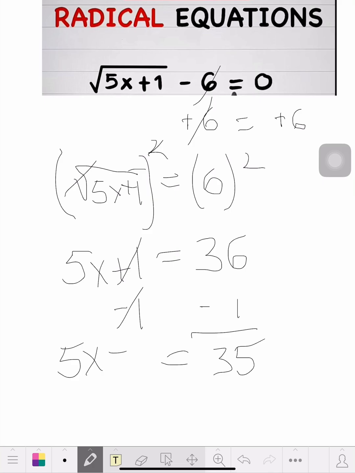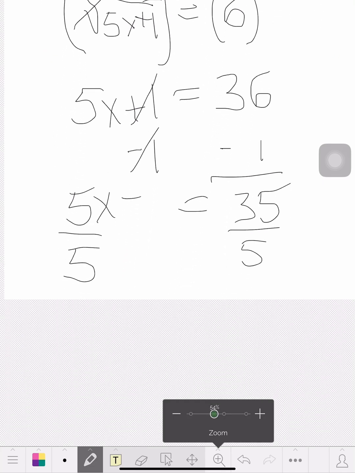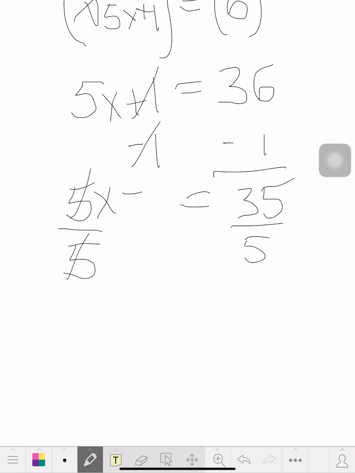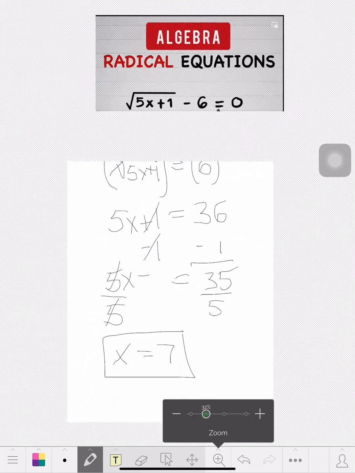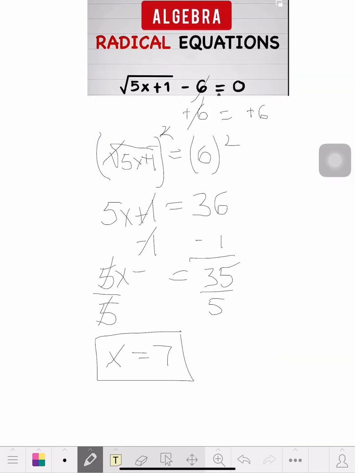So how do we get the x by itself? We get 5 times x, so it's a division. So we divide by 5. Divide both sides by 5. We cross these out, because this crosses out. We got x equals 35 divided by 5. It's 7. And that's the answer. That's all there was to it. Okay? So this was a little easier than it looked in the beginning.